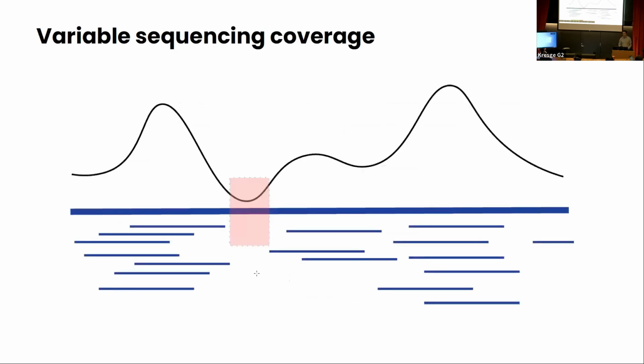And finally, a slightly more boring one, but we also have variable sequencing coverage. Obviously, if you have very low sequencing coverage, you can't really look at within host variants, so you can get biases due to variable sequencing coverage along the genome.